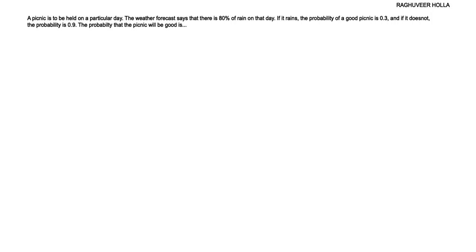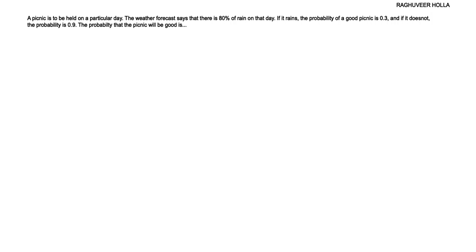Let us solve this problem. A picnic is to be held on a particular day. The weather forecast says that there is an 80% chance of rain on that day. So if it rains, the probability of a good picnic is 0.3, and if it does not, the probability is 0.9. What is the probability that the picnic will be good?